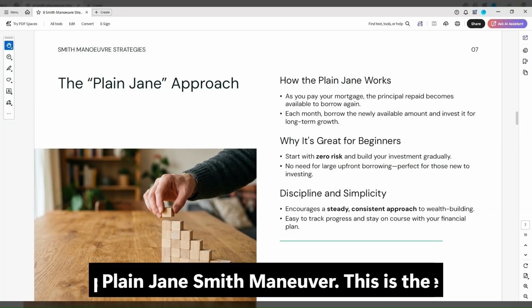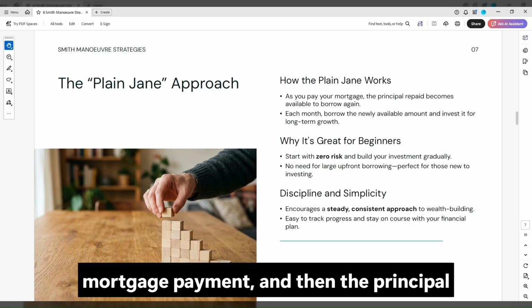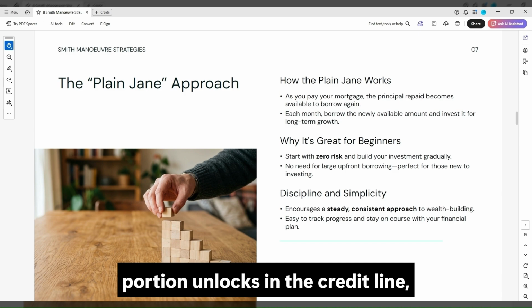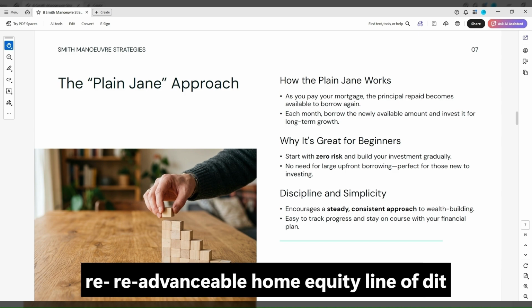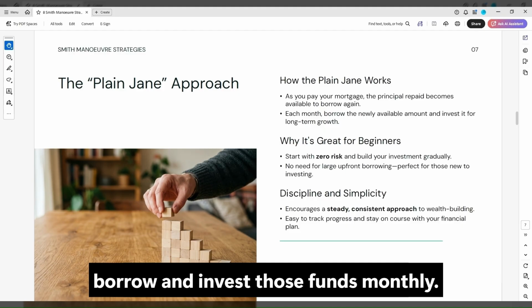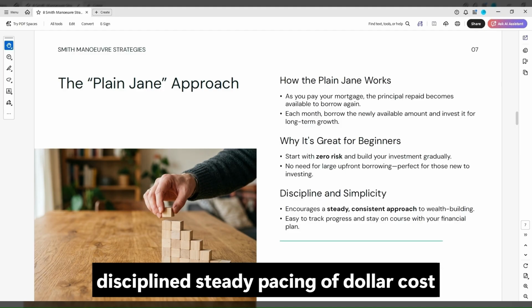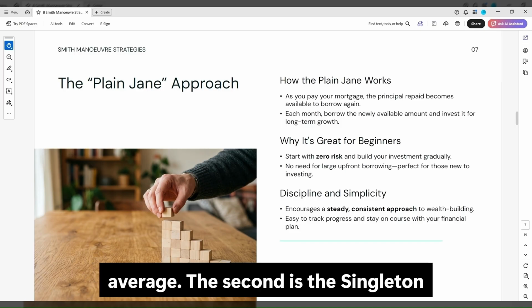Let's begin with the more accessible and structural approach. First, we have the plain Jane Smith maneuver. This is the classic foundation. You make your regular mortgage payment, and then the principal portion unlocks in the credit line, readvanceable home equity line of credit, or HELOC as you call it. You borrow and invest those funds monthly. It is ideal for beginners and those who prefer the disciplined, steady pacing of dollar cost averaging.